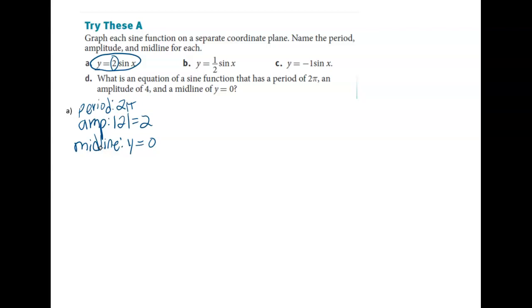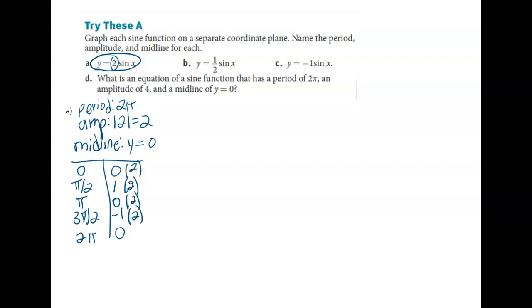So what I'm going to do to graph these is take my parent function, all my quadrantal angles, and I've got my 0, 1, 0, negative 1, 0. And I'm going to double all my y's, just like I would for a vertical stretch, because that's essentially what amplitude's doing. It's stretching the graph vertically. So I've got 0, 2, 0, negative 2, 0.